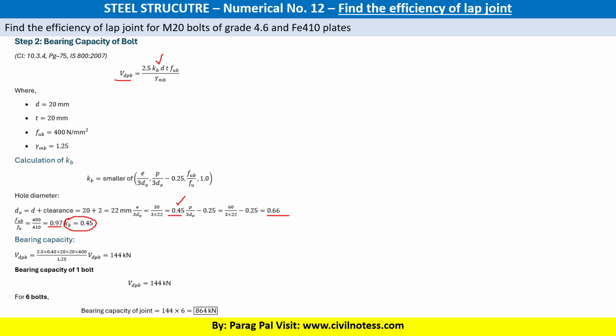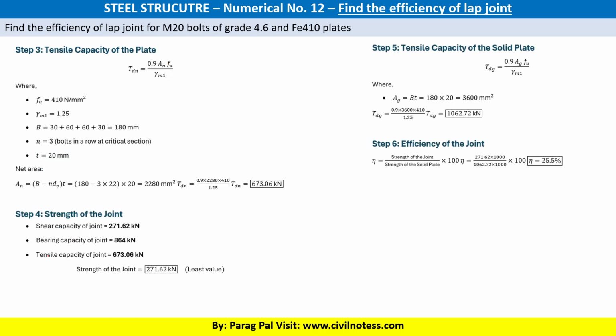Okay, so if you just drop 0.45 in our formula, you will get VDPB equals 144 for one bolt. Now we have to calculate for 6 bolts. We'll multiply 6 bolts with this number and we'll get 864 kilonewton. Now remember we got VDSB and VDPB.